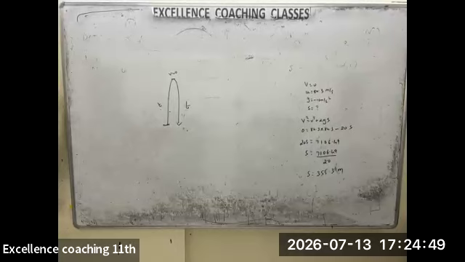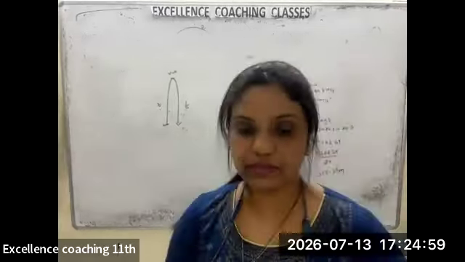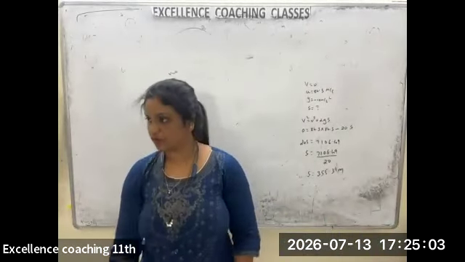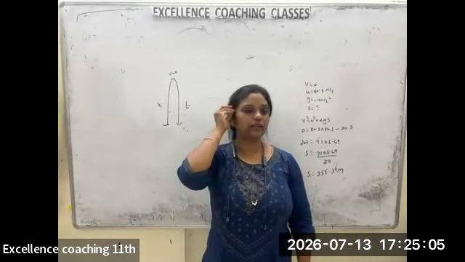Question number 48. A ball is thrown horizontally. Now this is something. What do you mean by horizontally? Vertically means I am throwing something like this. What do you mean by horizontally?